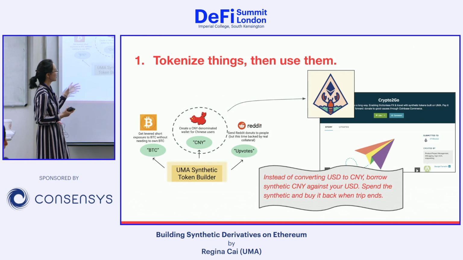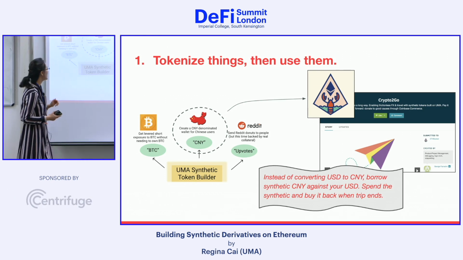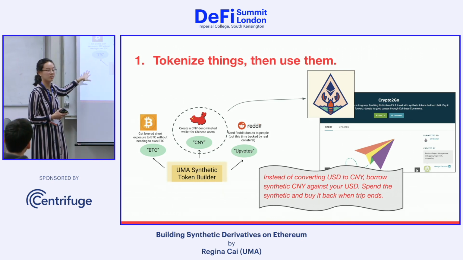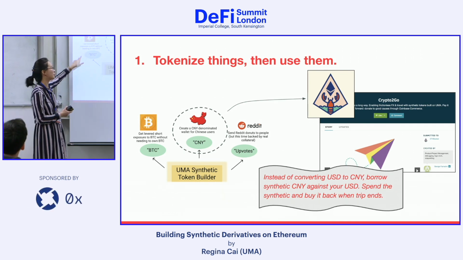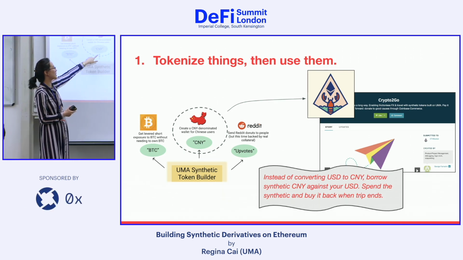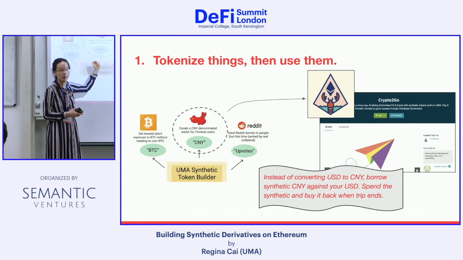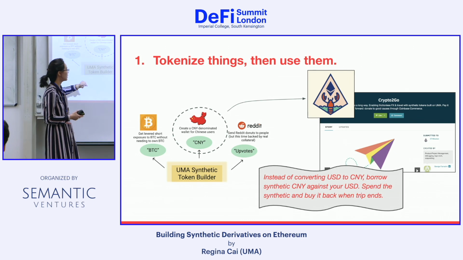And I gave a talk and I said, look, here are some ideas of what you can do, right? You can get leveraged short exposure to Bitcoin without actually needing to own it. We can talk about this offline too. This is really cool. You can create a synthetic CNY stablecoin. And then maybe you're building like a CNY wallet or something, and you can use that there.